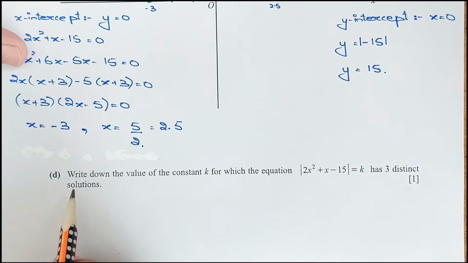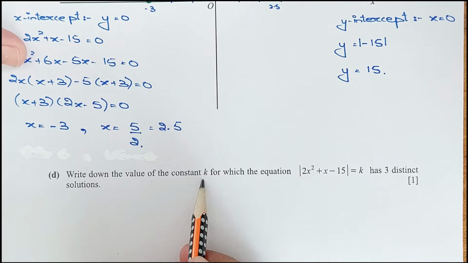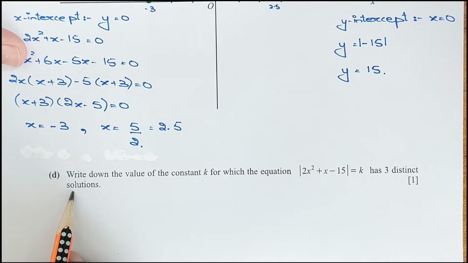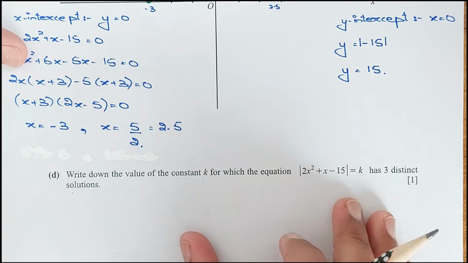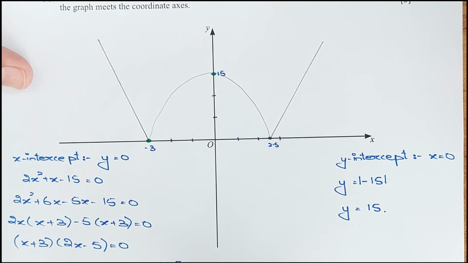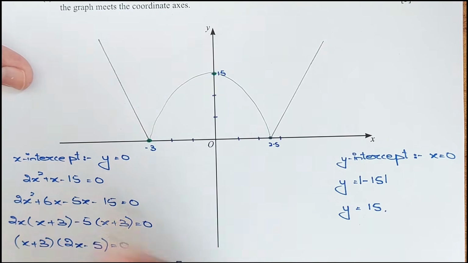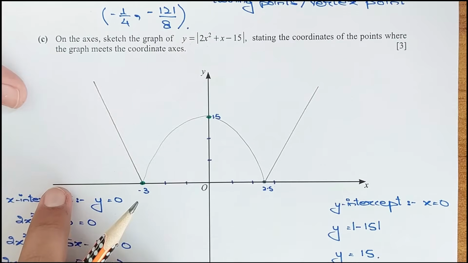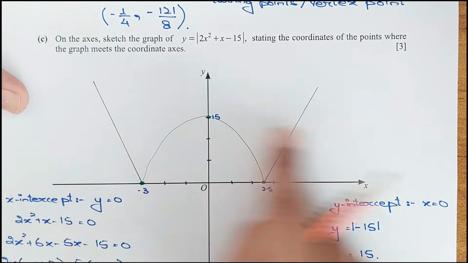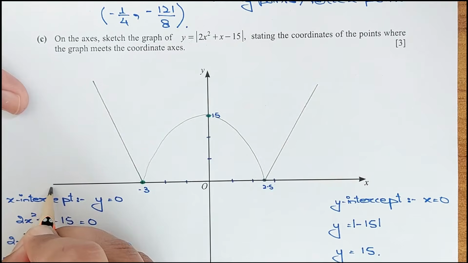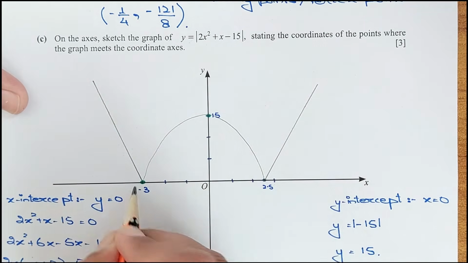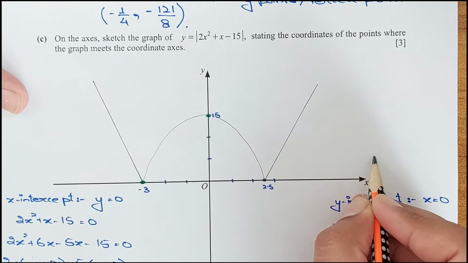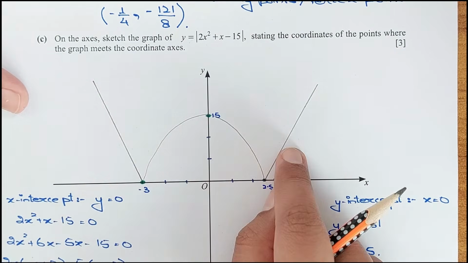Now for part D, write down the value of the constant k for which the equation equals k has 3 distinct solutions. So basically y equals k, just substitute y equals k. Y equals k is just a straight horizontal line. If I draw the line at y equals 0, it has 2 solutions, and if I draw the line at y equals 1 or more, it has 1, 2, 3, 4 solutions, right?